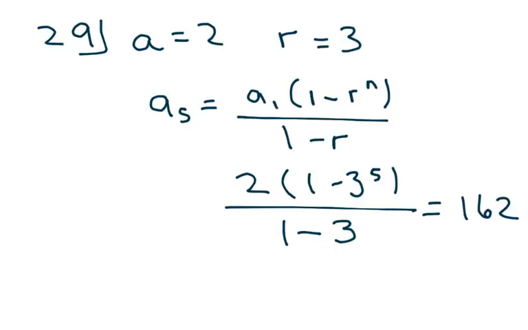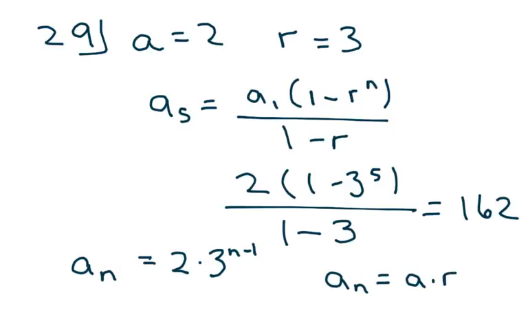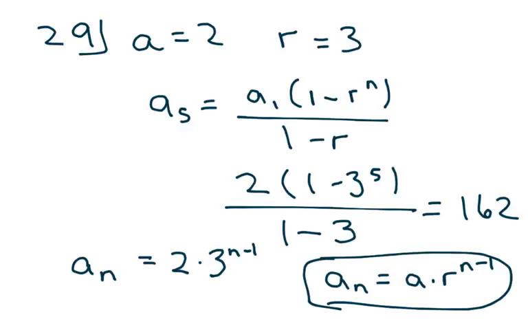Now, we also have to write the nth term. So the nth term in general would be a sub n equals 2 times r to the n minus 1. Your general formula for these is a sub n equals your first term times your ratio to the n minus 1. And that's the general formula. So just make sure you know that.